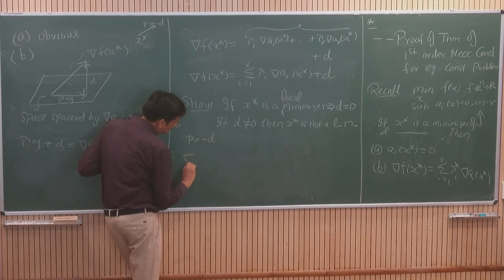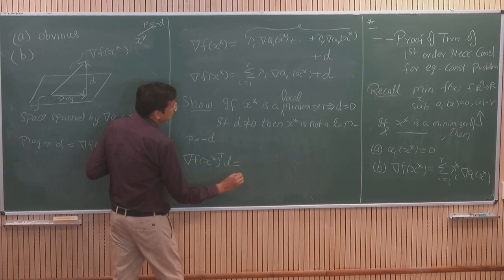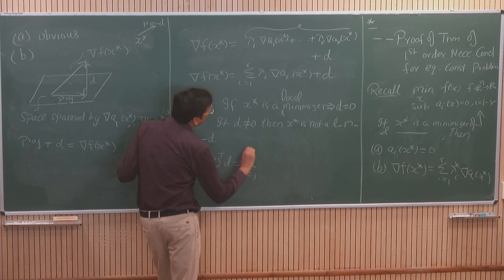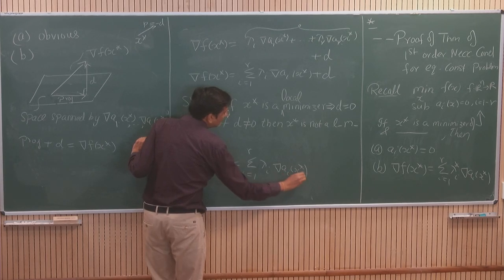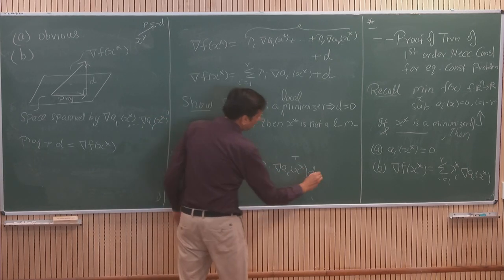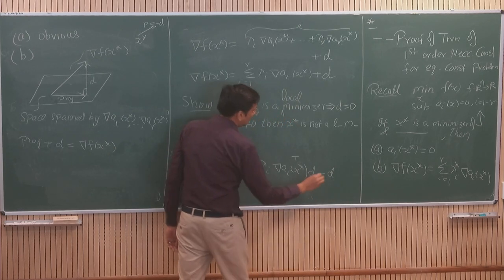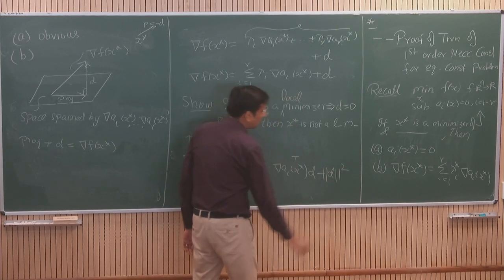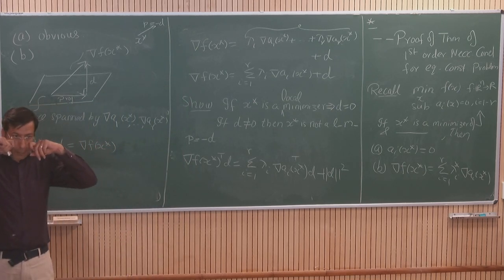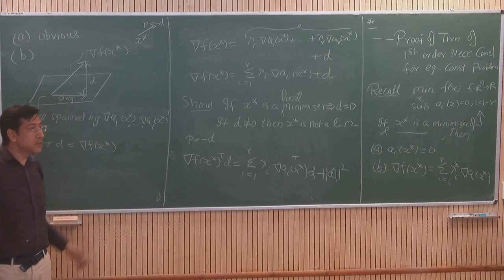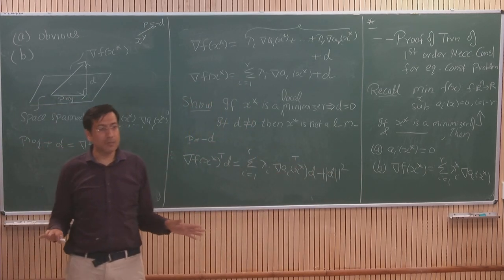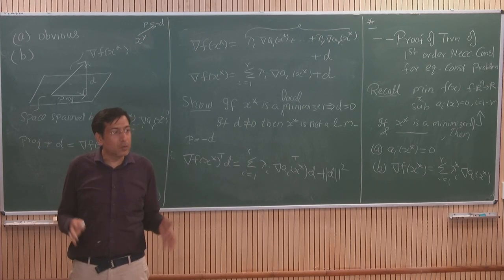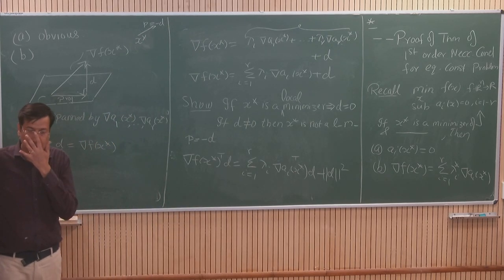So I'm going to write this as the gradient of f at x star transpose times d is equal to the summation of i equal to 1 through r of lambda i gradient of Ai at x star transpose times d, and minus this. Correct? Yes or no? Norm squared is just the inner product of the two vectors. Norm squared is d transpose d, or norm is the square root of d transpose d, hence the square there. Everybody with me?